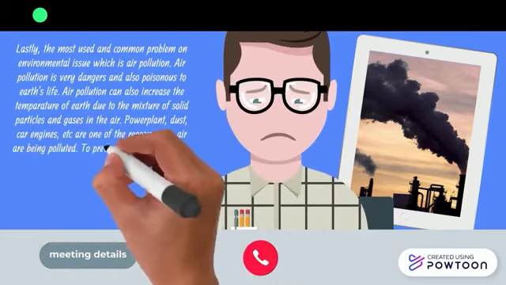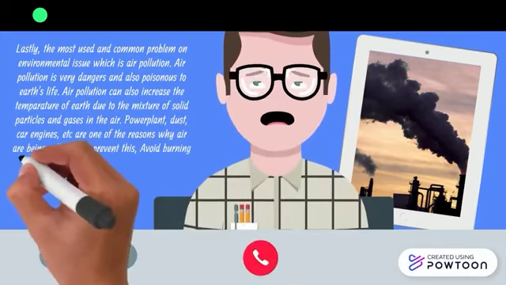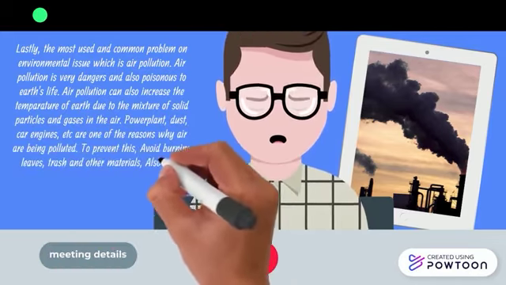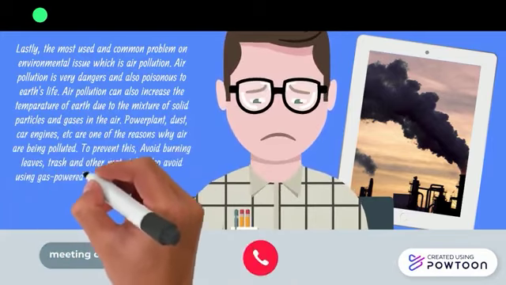To prevent this, avoid burning leaves, trash, and other materials. Also avoid using gas-powered lawn and garden equipment.